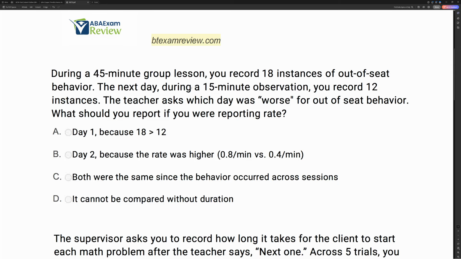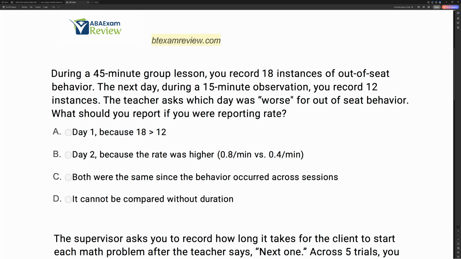During a 45-minute group lesson, you record 18 instances of out-of-seat behavior. The next day, during a 15-minute observation, you record 12 instances. The teacher asked which day was worse for out-of-seat behavior. What would you report if you were reporting rate?